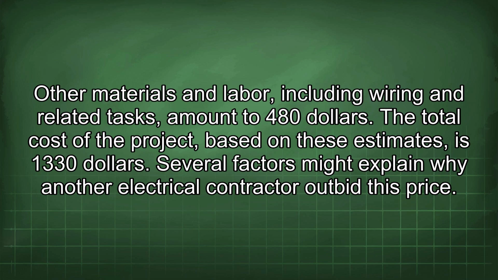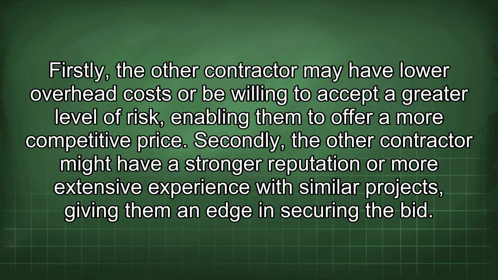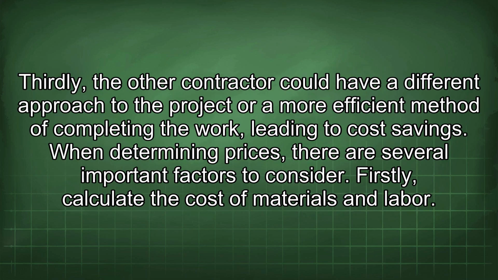Several factors might explain why another electrical contractor outbid this price. Firstly, the other contractor may have lower overhead costs or be willing to accept a greater level of risk, enabling them to offer a more competitive price. Secondly, the other contractor might have a stronger reputation or more extensive experience with similar projects, giving them an edge in securing the bid. Thirdly, the other contractor could have a different approach to the project or a more efficient method of completing the work, leading to cost savings.